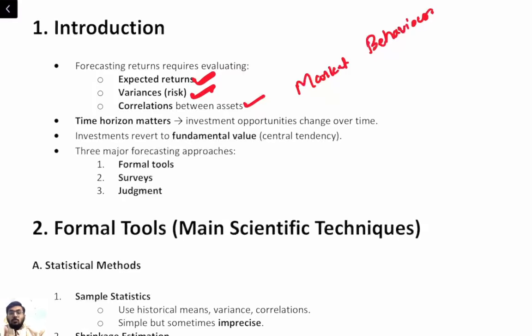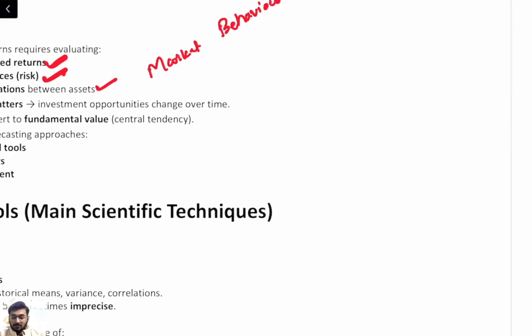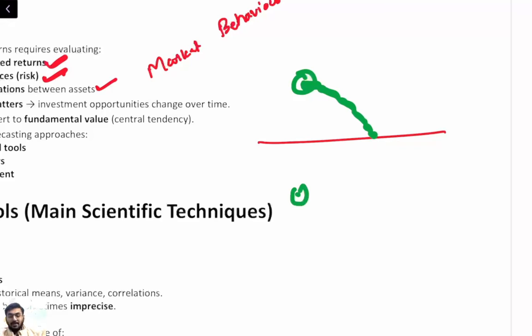Most investments tend to go back to their normal or fair value over time. What does this mean? If this is the normal value of a particular asset, and currently the asset is trading at a higher price, you will see its value tends to decrease. Similarly, if an asset is below the normal price, it tends to increase. So we go back to our normal or fair value, and we call this central tendency.